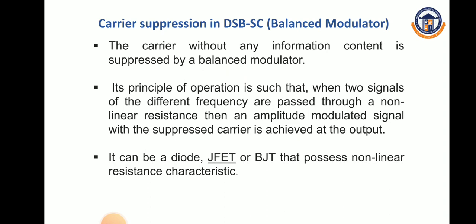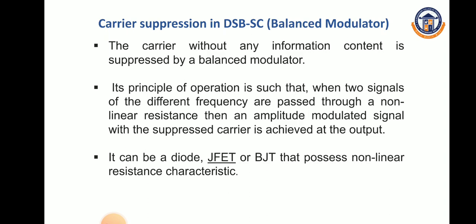The carrier suppression, that is the carrier without any information content, is suppressed by the balance modulator. The principle of balance modulators, how the balance modulators will work: when the two sidebands of different frequency are passed through the non-linear resistance, that is, through a non-linear device, then the amplitude modulated signal with the suppressed carrier is achieved at the output.